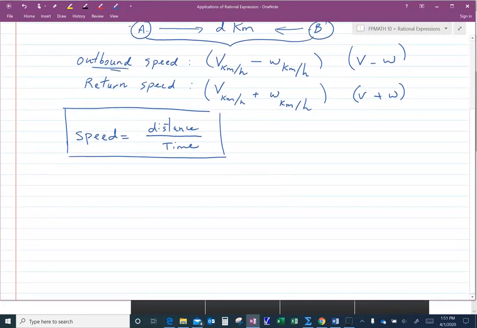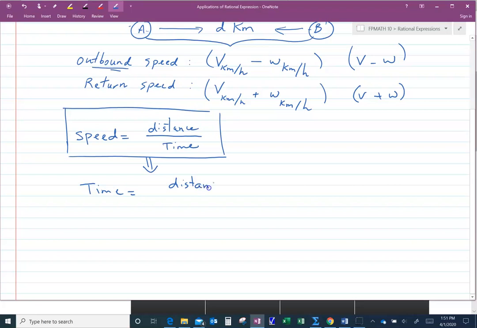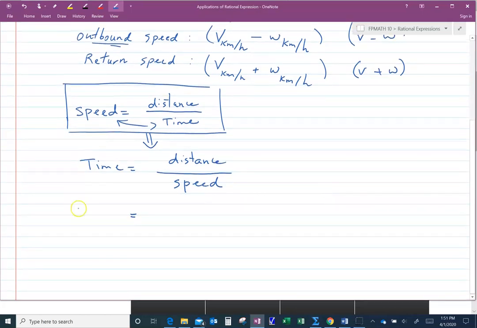So we need to rewrite this speed formula in terms of time. If you remember, time will be distance, so you just switch these two around, right? That's what we will do. And that would be distance divided by speed. All right, now we have to write up the expression for the time.